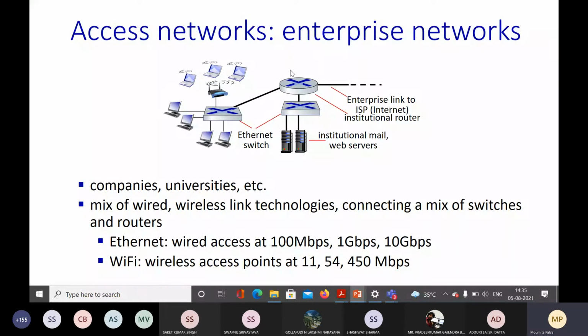Now there is the concept of web servers or the institutional mail server. In our institute we also have a web server and a mail server. And why do we have that? Because of course we want fast access, right? Fast access to the internet.